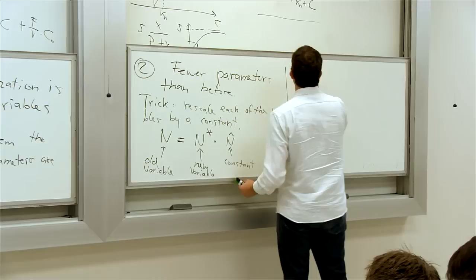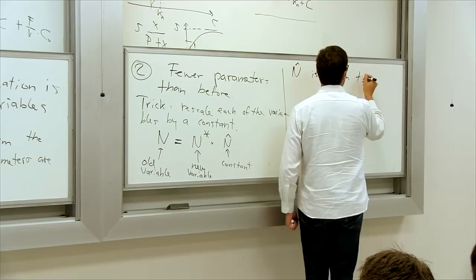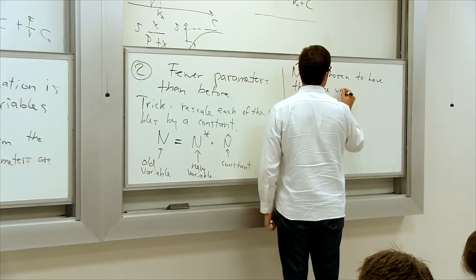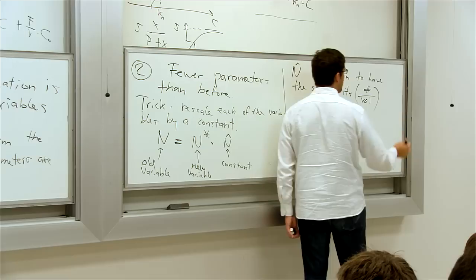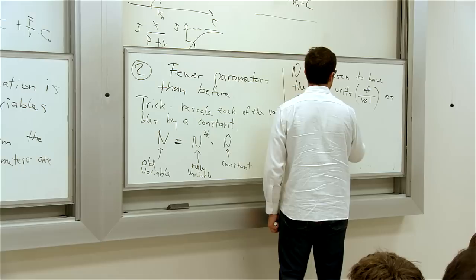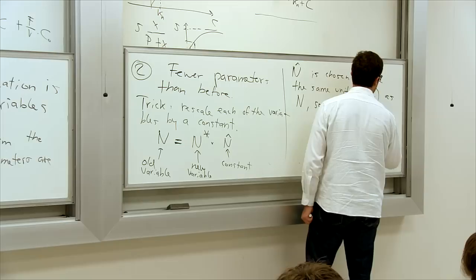N star is chosen to have the same units, in this case number divided by volume, as the old variable, so that n star is unitless.